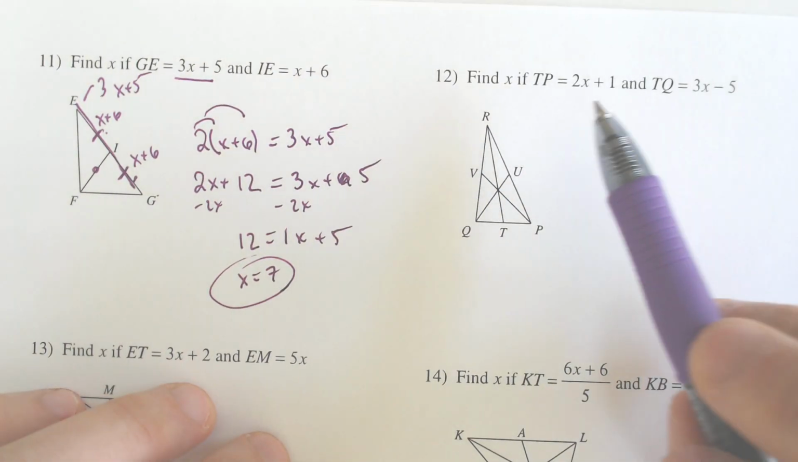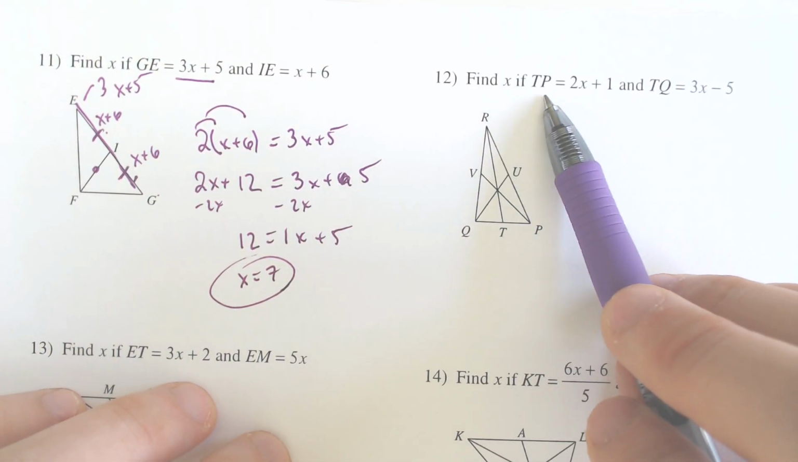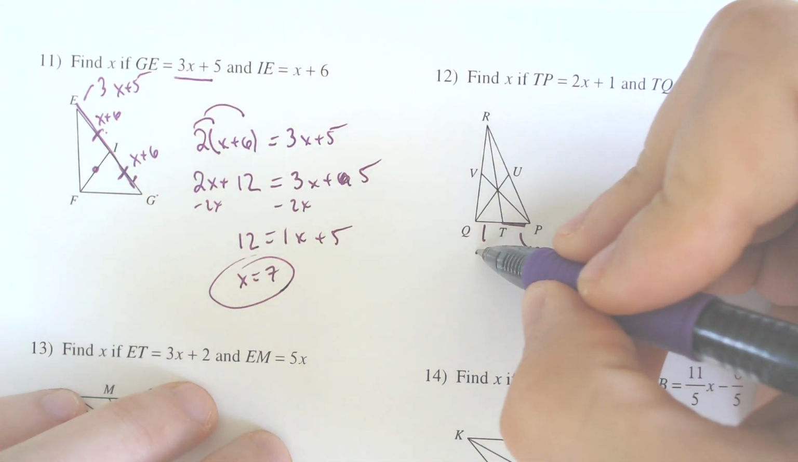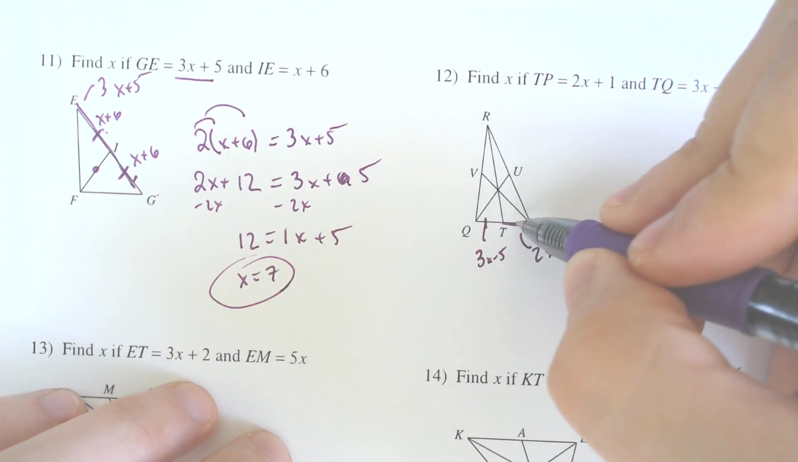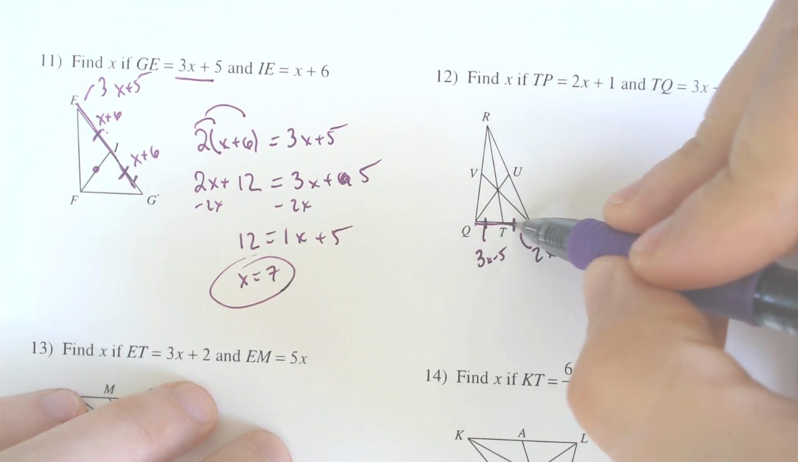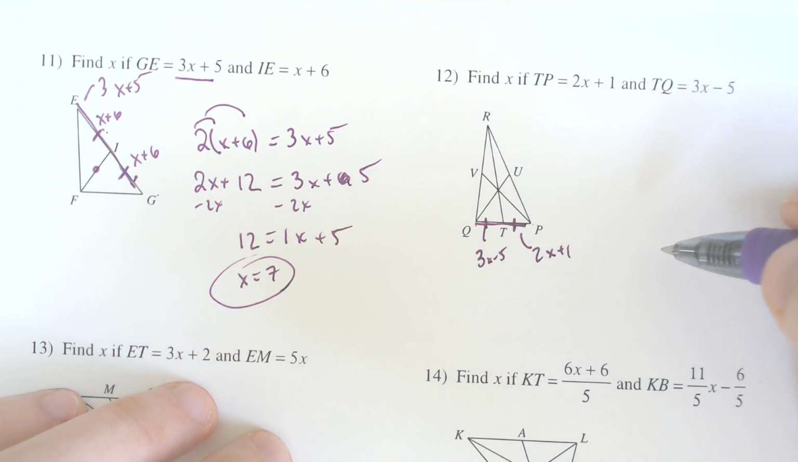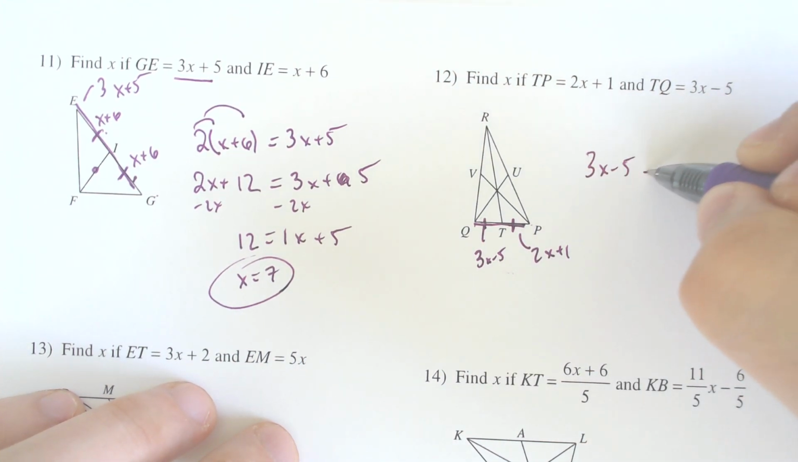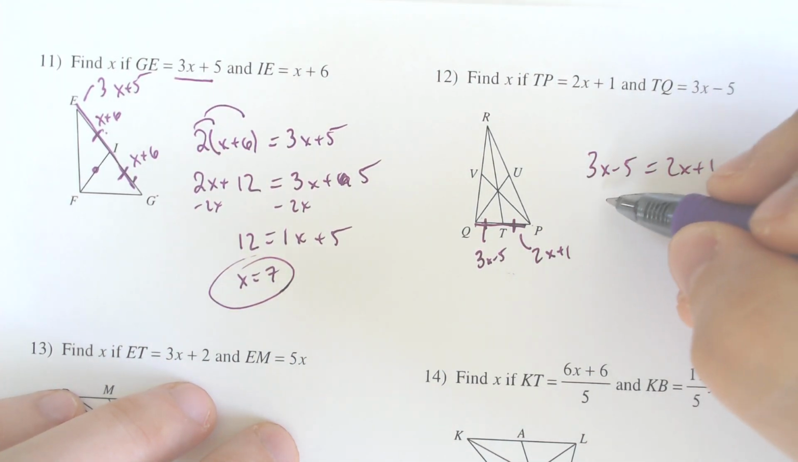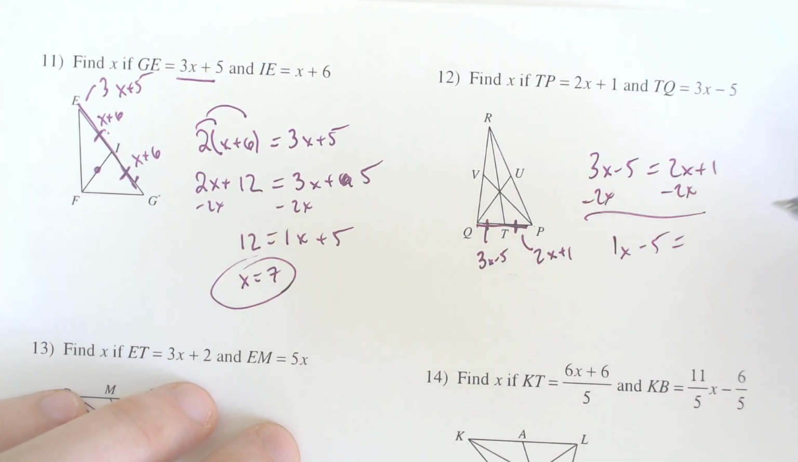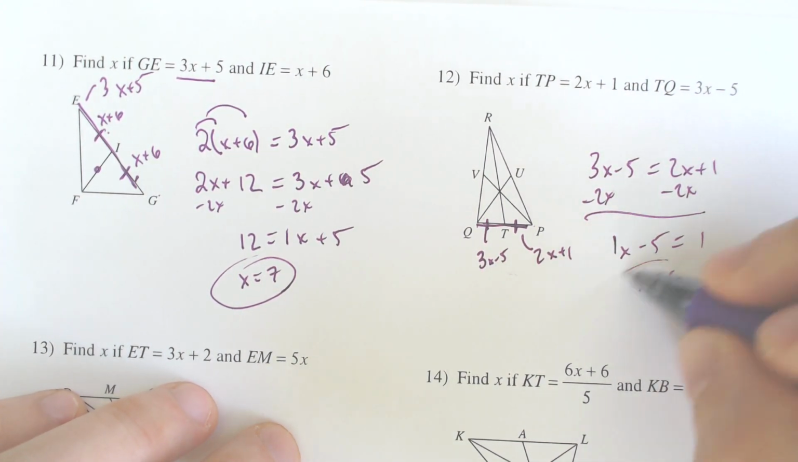All right? Here, we've got to find x if T all the way to P. So T to P is 2x plus 1. T to Q is 3x minus 5. Well, what's different with this problem? You're not given the whole way across. You're given each individual half. And remember that the sides of the triangle are cut in half, not in 1/3, 2/3 type of deal. So 3x minus 5 would equal 2x plus 1. Move the 2x over. You get 1x minus 5 is equal to 1, which means x is equal to 6.